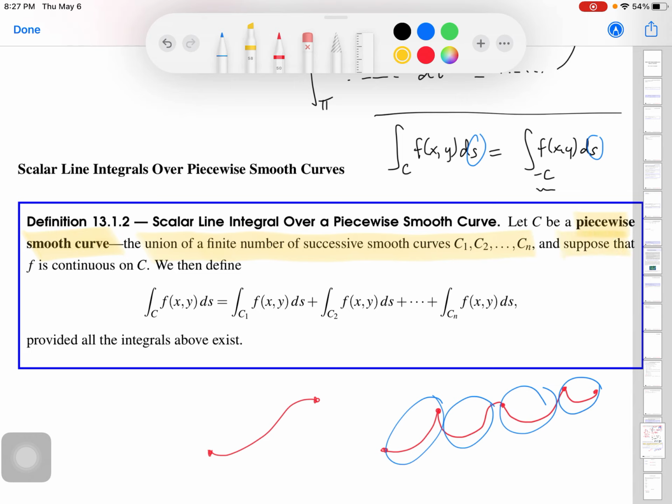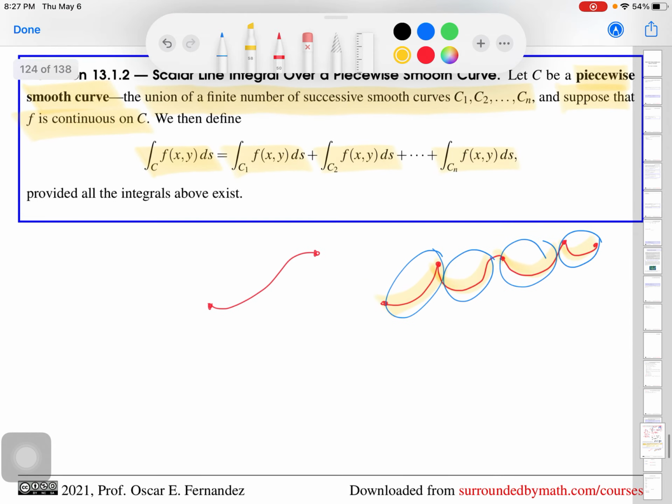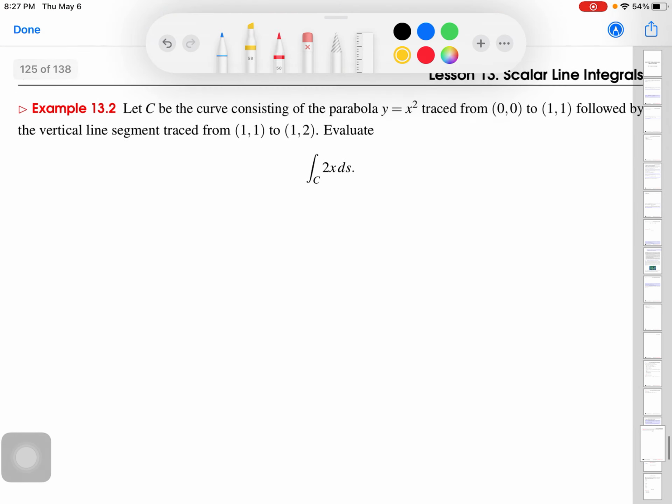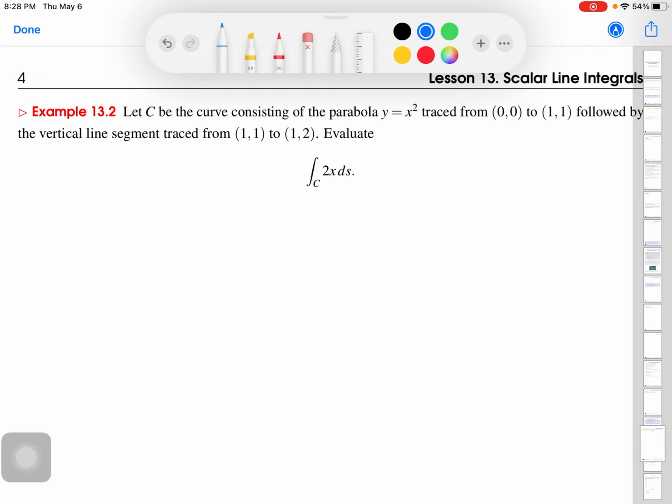And if we again suppose that f is continuous on C, meaning in particular all of these pieces, then we are going to define the line integral over such piecewise smooth curves as just the sum of the line integrals over all of these subcurves, if you will. So that allows us to extend what we've been doing with line integrals to treat examples where the curves can be basically connections of or unions of two other curves.